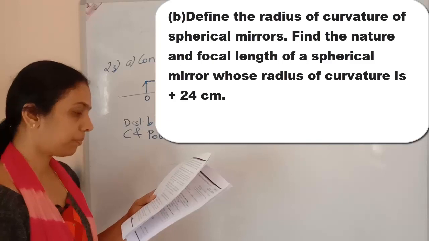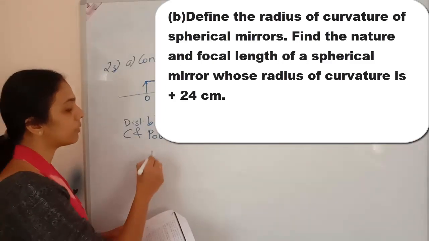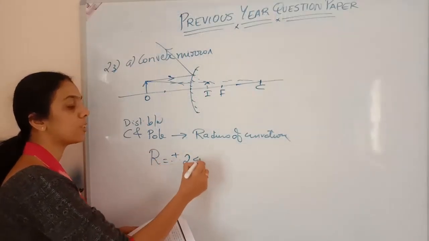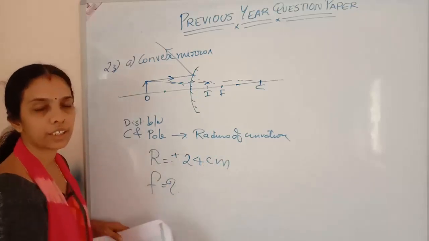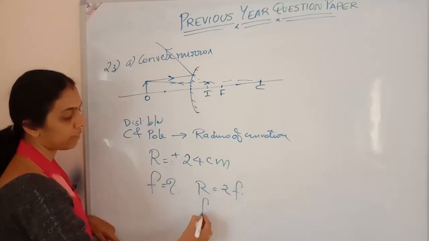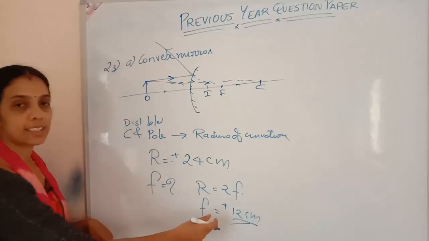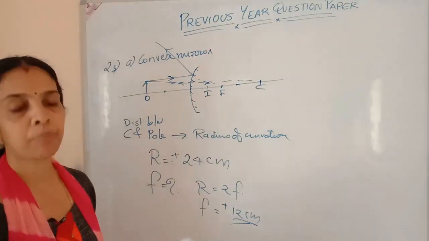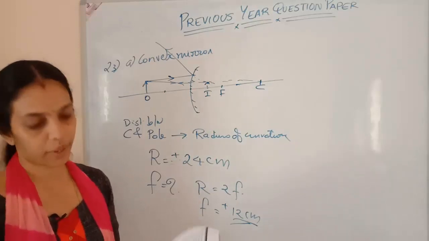Find the nature and focal length of a spherical mirror whose radius of curvature is 24 cm. The radius of curvature is given as plus 24 cm. We should find out the focal length. What is the relation connecting R and F? R equals 2 into F. Therefore, F is equal to plus 12 centimeters. Since the focal length is positive, we can say it is a convex mirror. For a convex mirror, the focal length will always be a positive quantity.